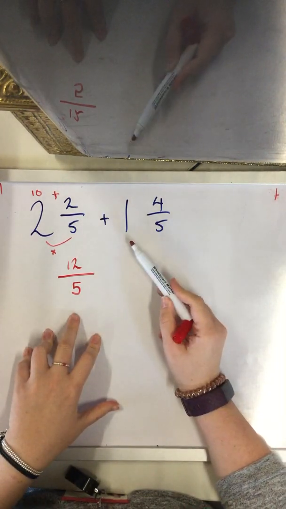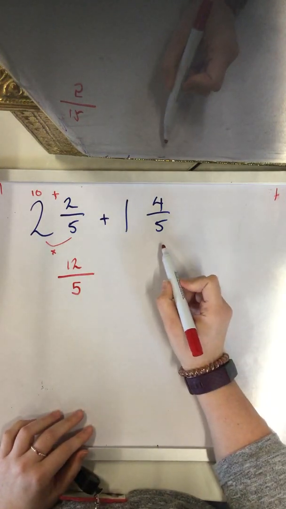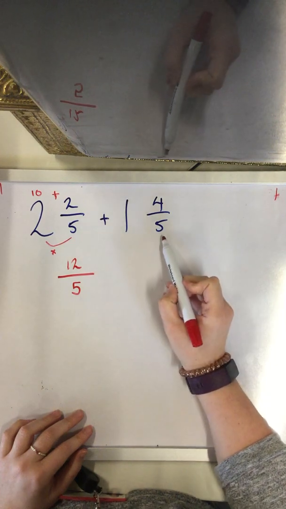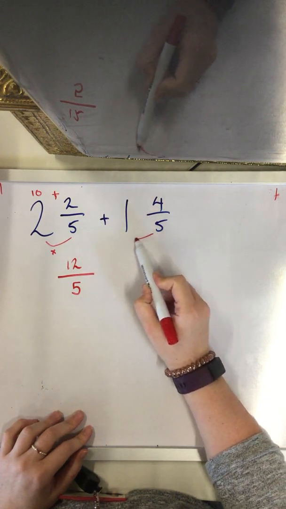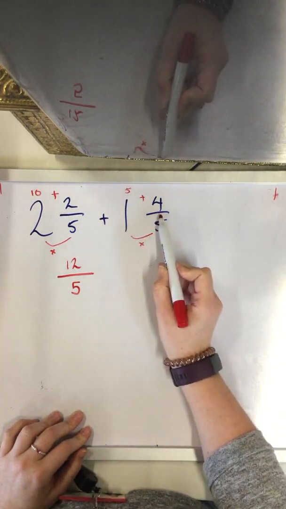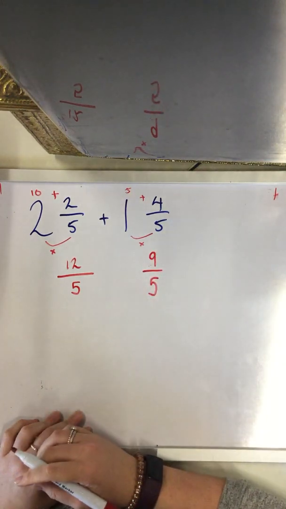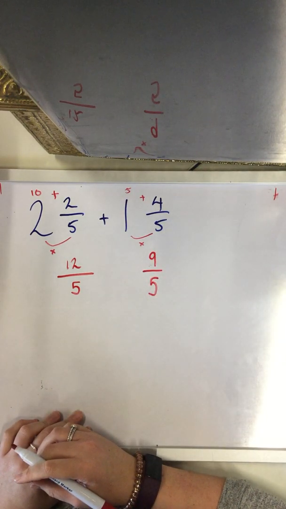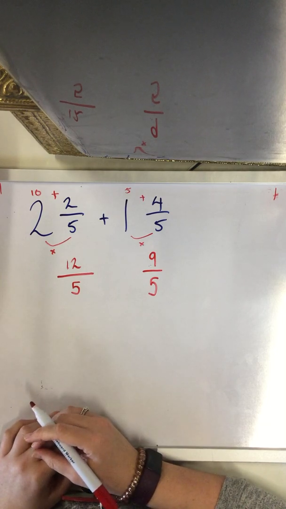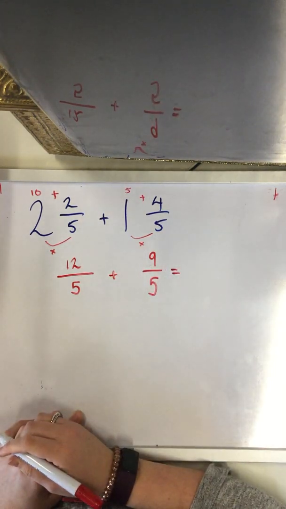Right, so now we're going to have a little look at this mixed number over here. So I'm going to do the exact same again here as I did for my first one. I'm going to say 5 times 1, well that's 5. Add the 4, and I have got 9. 9 over 5. So we've got 12/5 and 9/5, which obviously we are going to have to add together now.